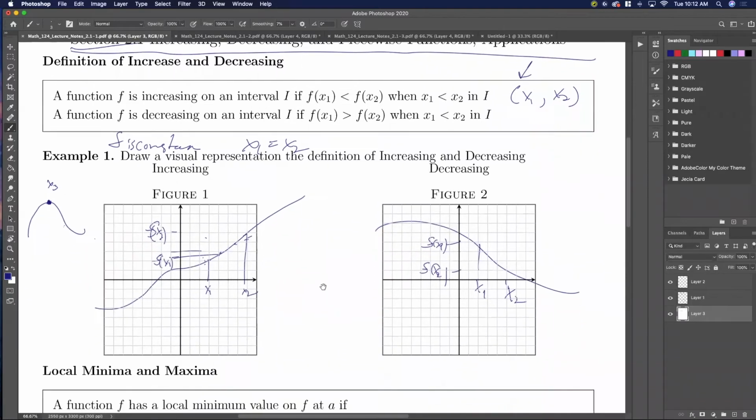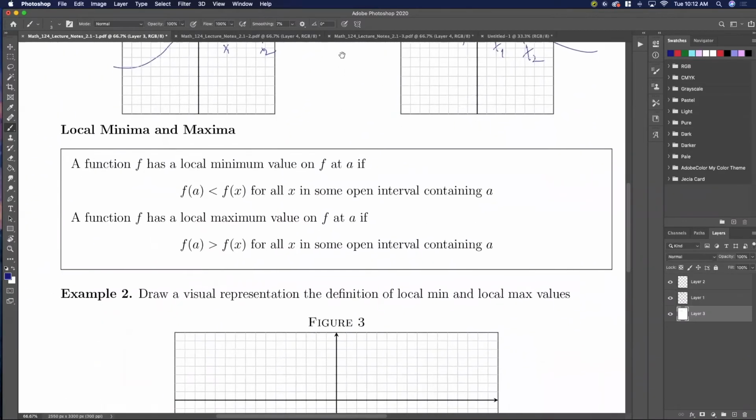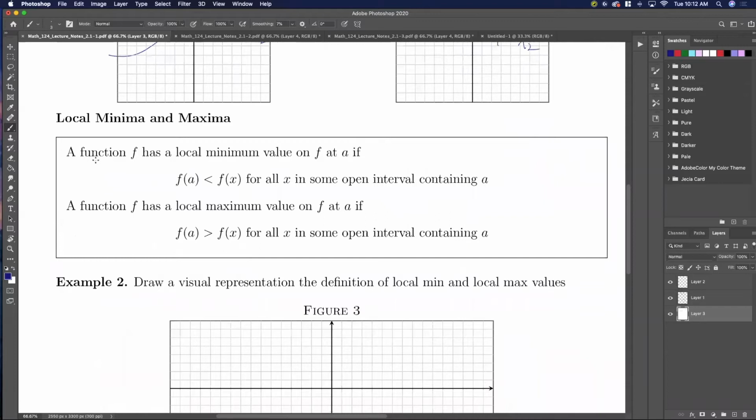All right, so local mins and maxes. We say a function has a local min value at f of a if f of a is less than all the other f of x around it, for some open interval containing a. We say it's a max if f of a is greater than everything around it.